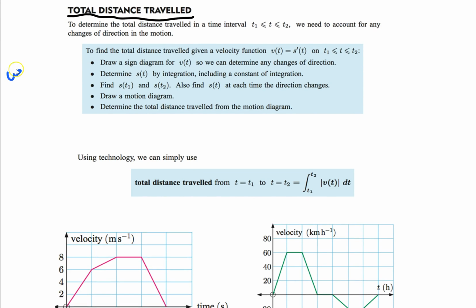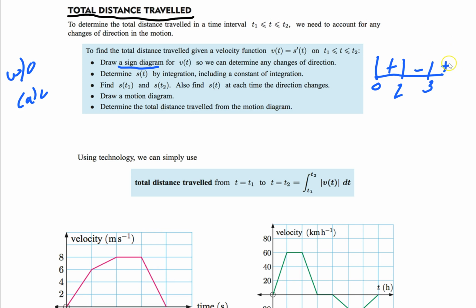Without a calculator, the key thing is to make a sign diagram. So let's say we had a sign diagram that looks like this. We started at 0 with the kinematics. Let's say you stopped at 2 and then went at 3. It went plus, minus, plus.